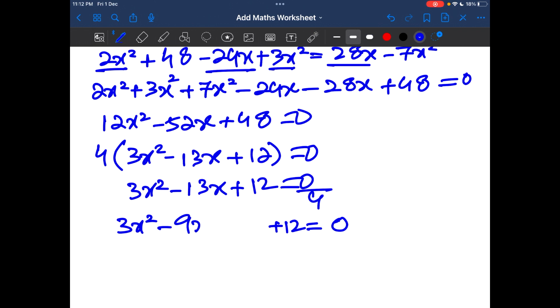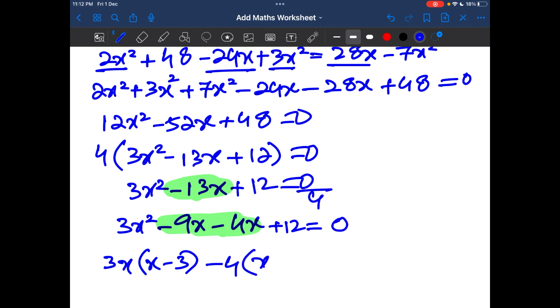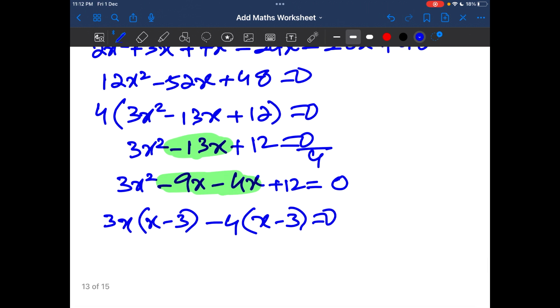Yes, we have minus 9x, minus 4x is minus 13. We got the middle term breaking here. Minus 13x is broken into minus 9x minus 4x. We got 3x common. I got x minus 3 here. I got a minus 4 common. I got x minus 3 here equal to 0. I got the two terms, two brackets, x minus 3 and 3x minus 4 is equal to 0.